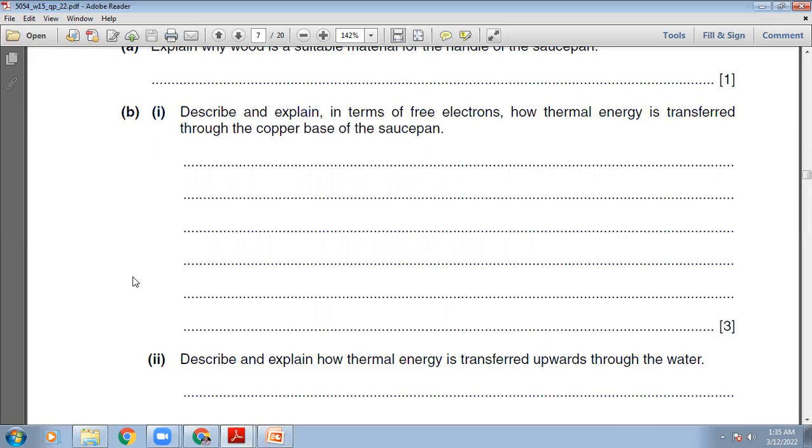The base is made of copper, which is a metal, and it has free electrons. The free electrons at the hot end will absorb the heat energy, move faster and go to the cold end. At the cold end, these free electrons will collide with the atoms of the copper and make them vibrate vigorously. In this way, the free electrons take the energy from the hot end to the cold end and transfer the energy there. This is called free electron diffusion.